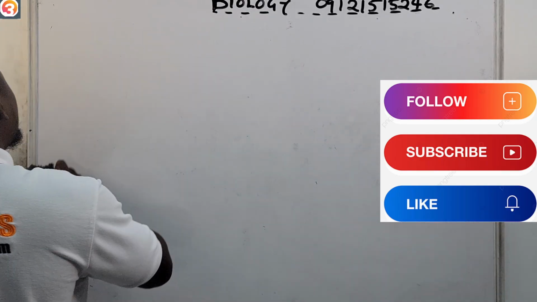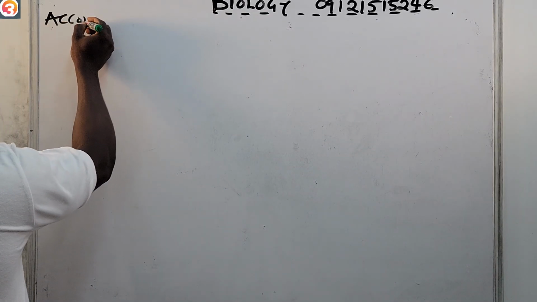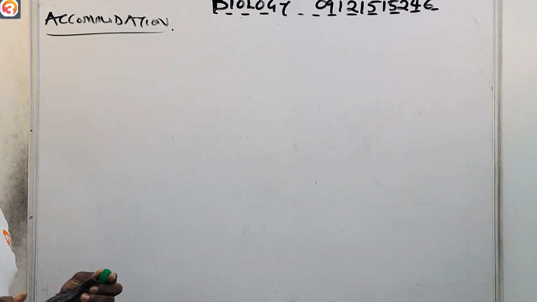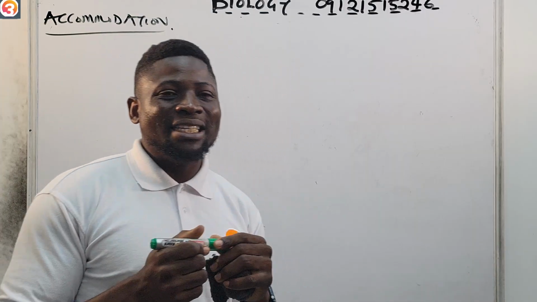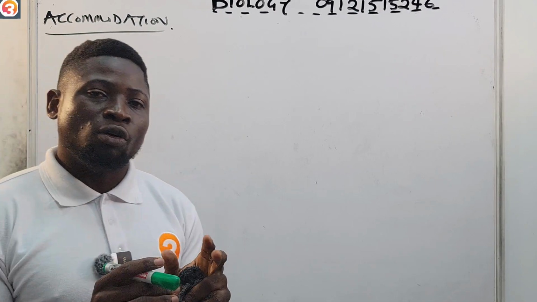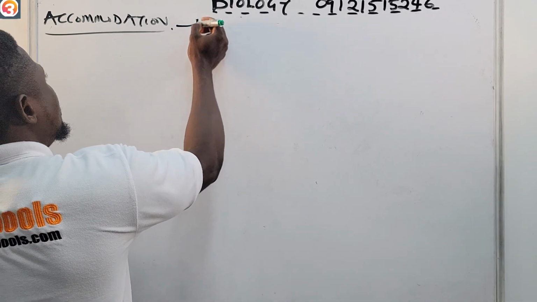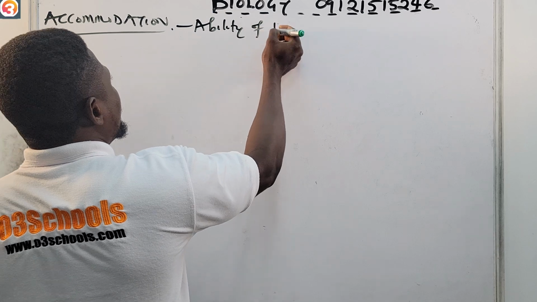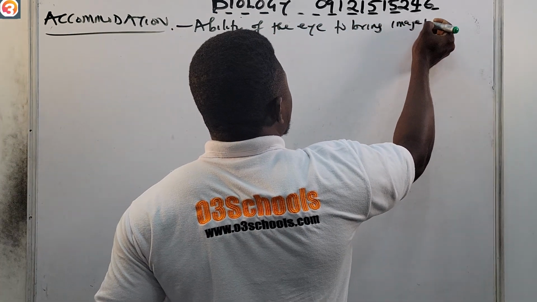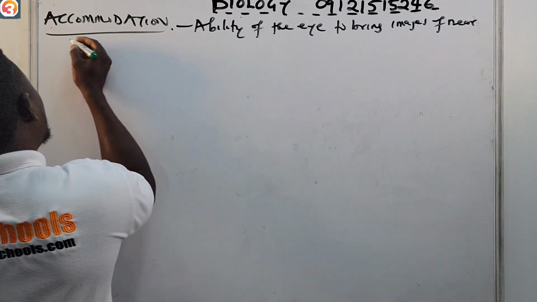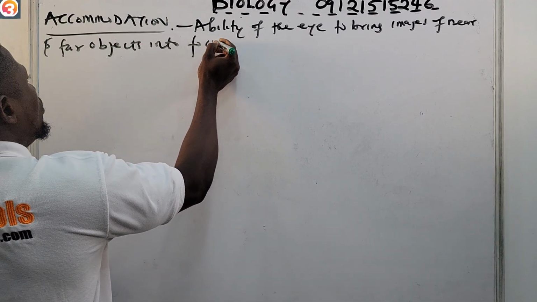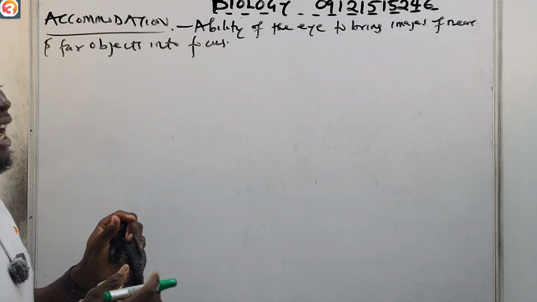So we're looking at accommodation. Now, what is accommodation? We said accommodation is the ability of the eye to bring the images of far and near objects into focus. That's what we call accommodation.